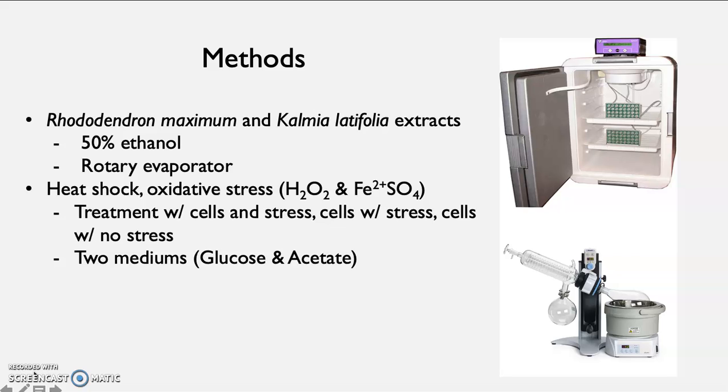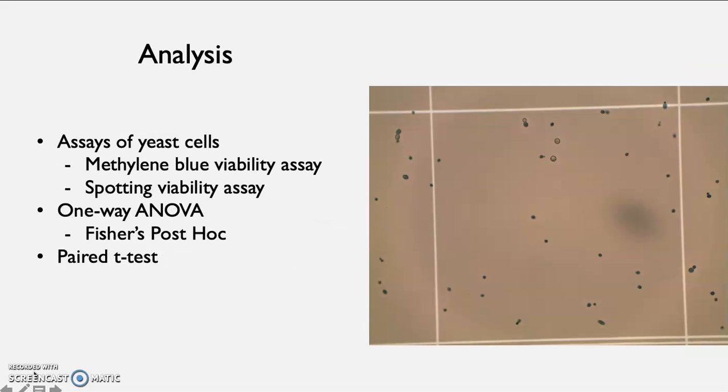yeast cells. And I ran three main tests: heat shock, and oxidative stress with hydrogen peroxide and iron sulfate. In each test, there were three groups: the treatment group with cells in stress, cells with only stress, and cells with no stress. And each of these tests were run in three replicates of threes for each experiment. And then, along with those three replicates, I repeated each of those with the cells grown in glucose and the cells grown in acetate for the mediums.